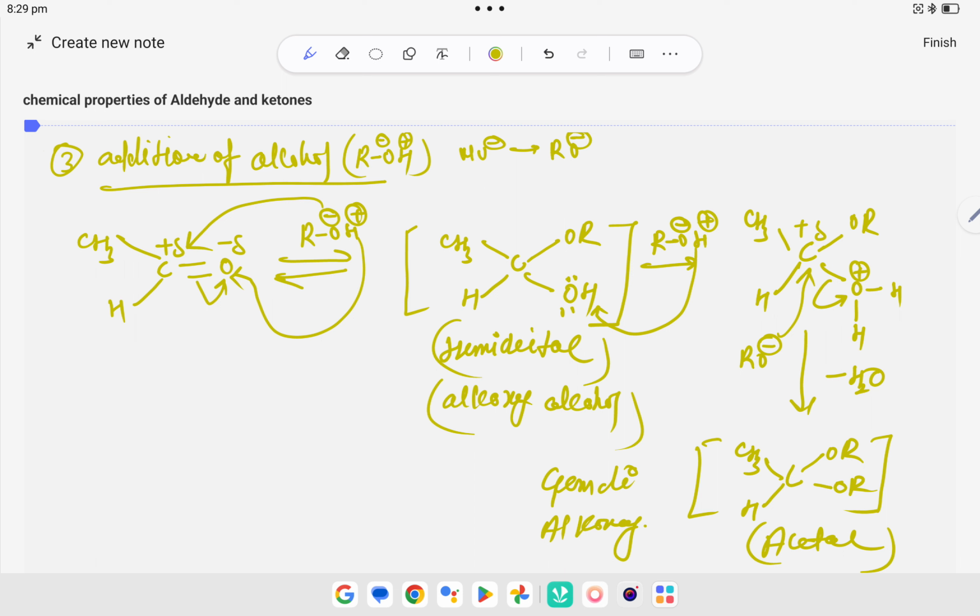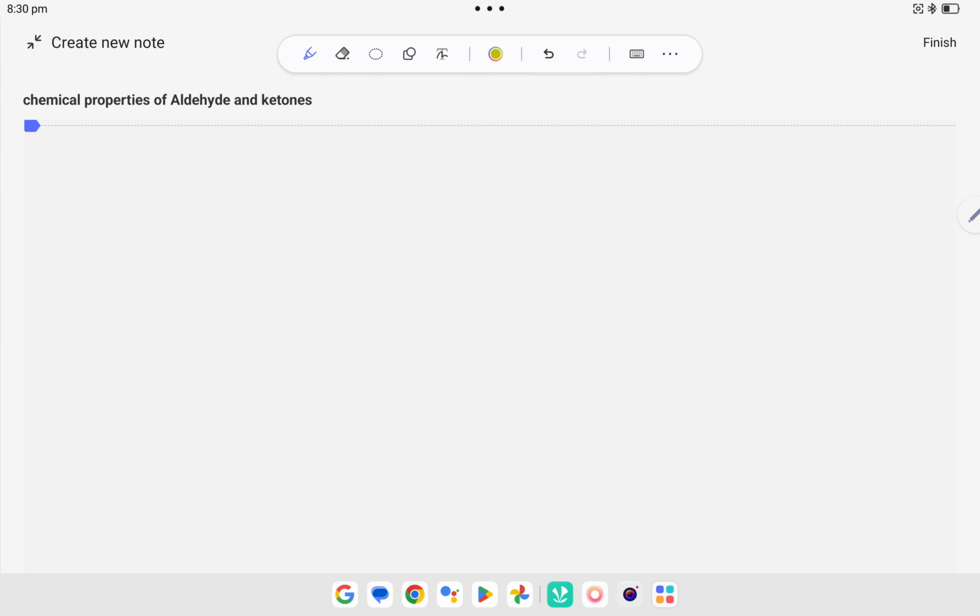There is no mechanism required. Whatever possible mechanism is there, I have already explained. In that case, one more equation is given in NCERT. That also we have to check. Same, CH3 C CH3 double bond O plus HO CH2, here CH2 O and H. So what happened?